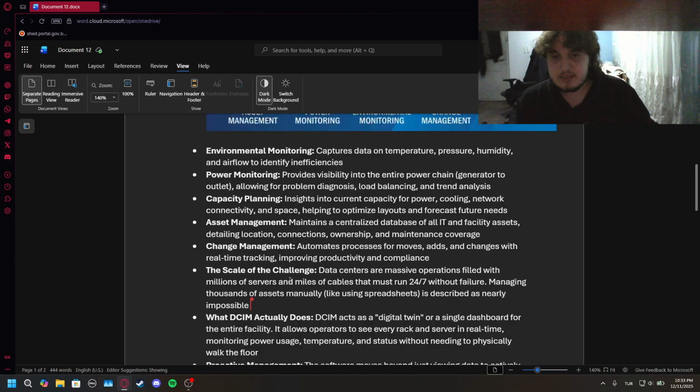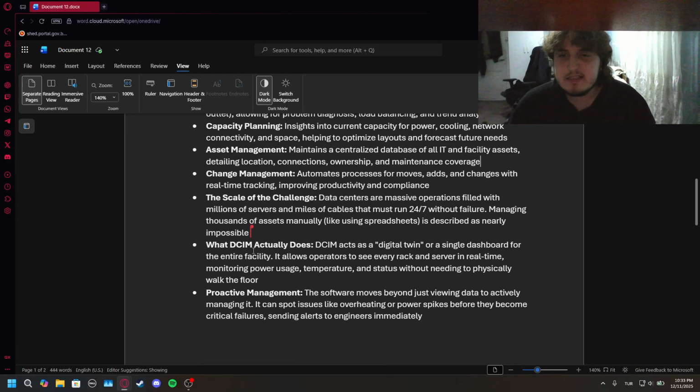The scale of the challenge. Data centers are massive operations filled with millions of servers and miles of cables that must run 24/7 without failure. Managing tons of assets manually, like using spreadsheets, is described as nearly impossible. The reasoning for that is quite simple: there are so many requests, and even if it was only the electrical part that matters, there's so much you need to take into consideration, and a normal human cannot do that.